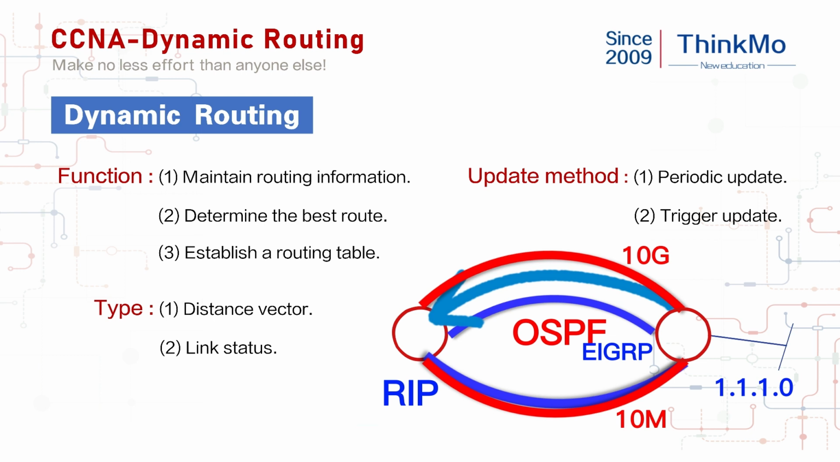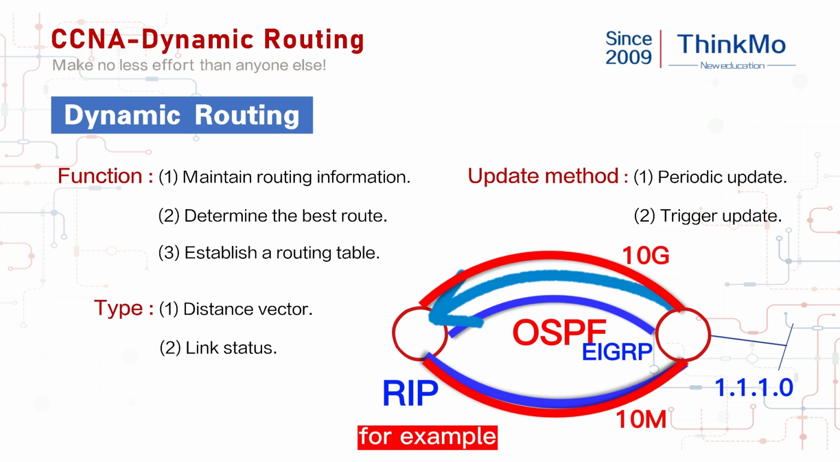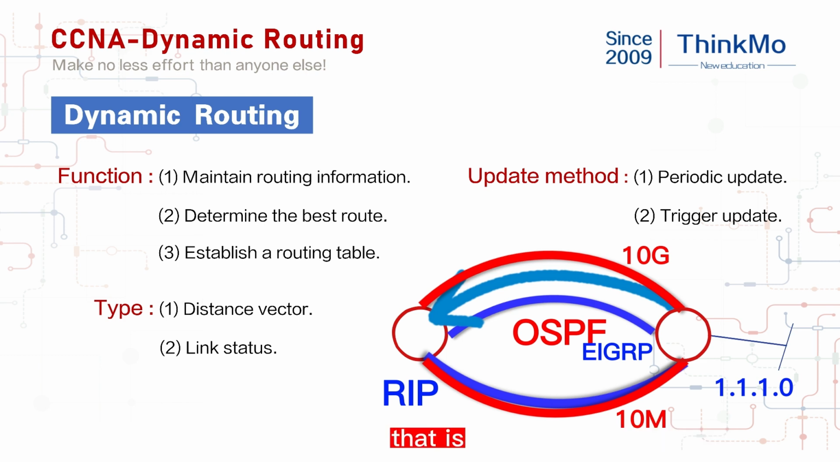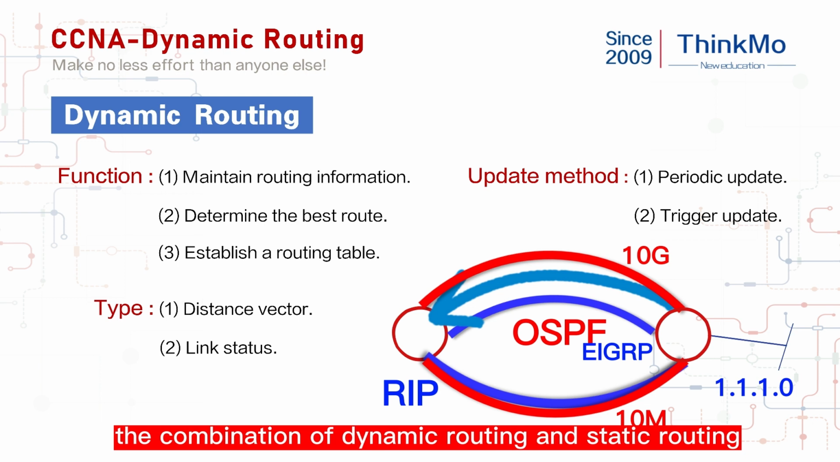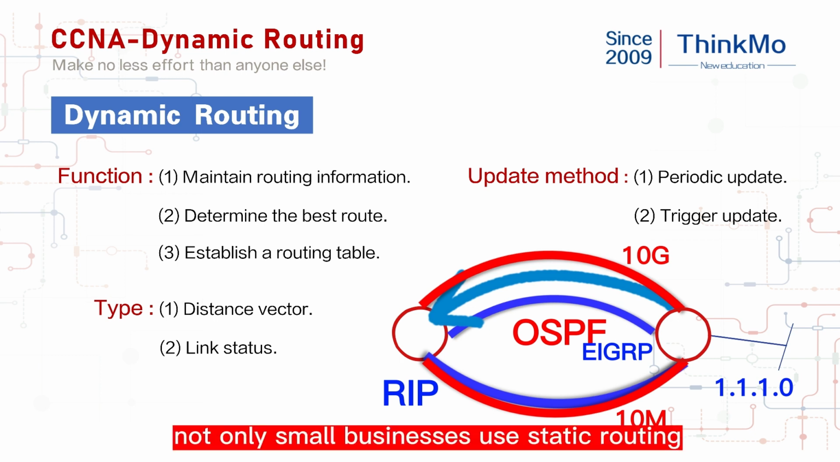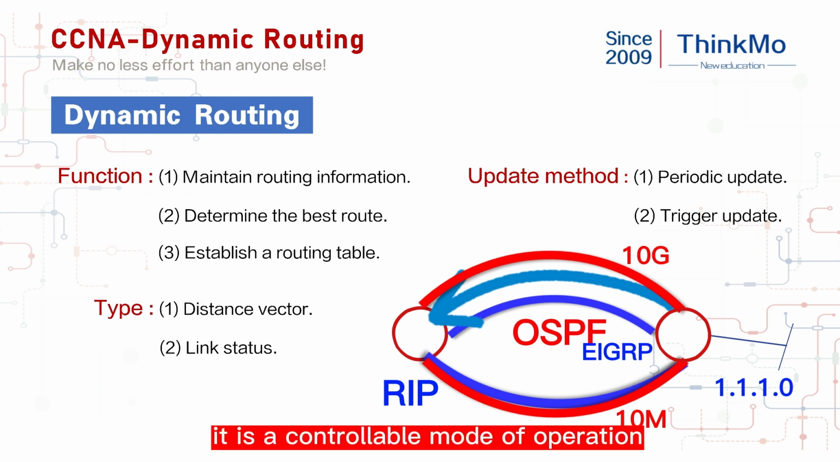This is common. At that time, we can enter static routes in a targeted manner. For example, for a certain destination network segment, let that part of the traffic flow downward for traction. That is, the combination of dynamic routing and static routing is also very common. Don't think that static routing is no longer needed. Not only small businesses use static routing. It is a controllable mode of operation.